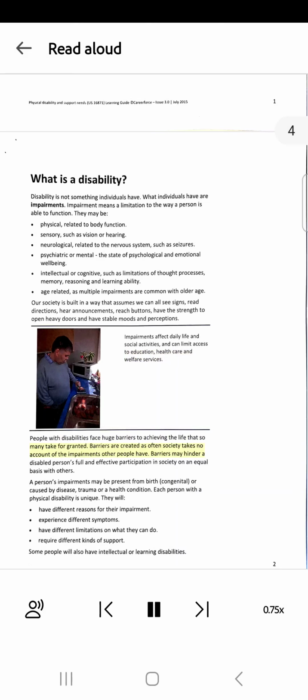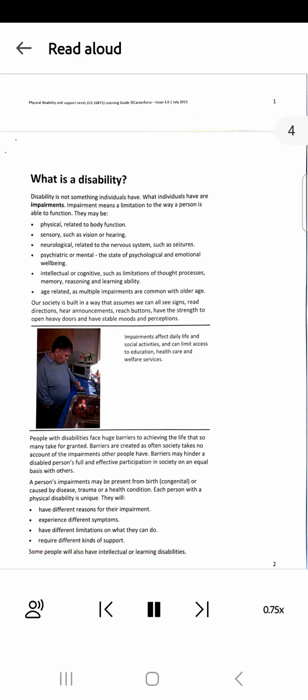Barriers are created as often society takes no account of the impairments other people have. Barriers may hinder a disabled person's full and effective participation in society on an equal basis with others. A person's impairments may be present from birth, congenital, or caused by disease, trauma or a health condition. Each person with a physical disability is unique. They will have different reasons for their impairment, experience different symptoms, have different limitations on what they can do, and require different kinds of support. Some people will also have intellectual or learning disabilities.